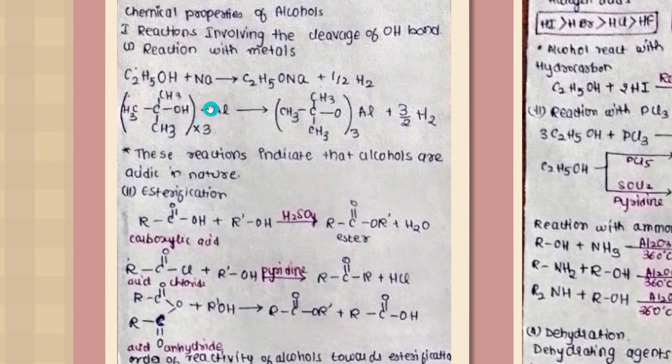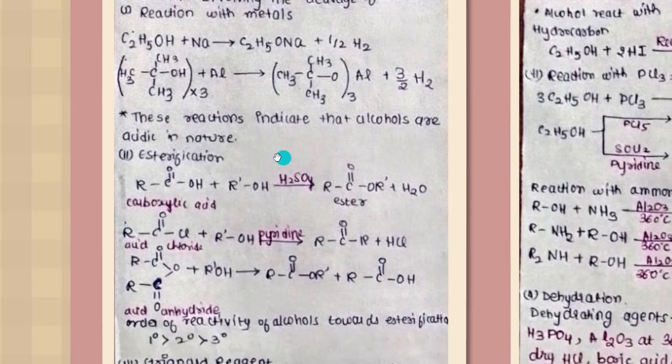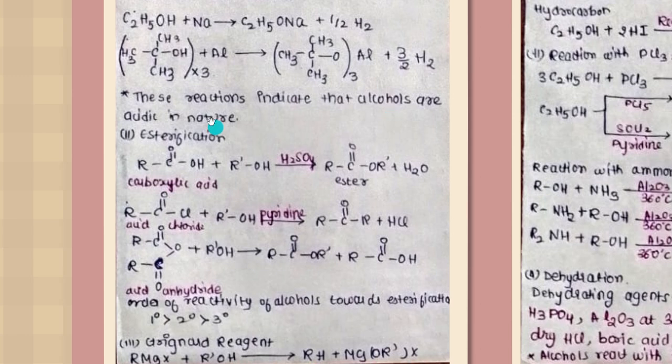Here is one more example: this tertiary alcohol on reaction with aluminium gives us, for 3 moles, because the valency of aluminium is 3, right? So we will get 3 times the tertiary alcohol plus aluminium giving (tertiary alkoxide)3Al plus 3 by 2 times H2. These reactions indicate that alcohols are acidic in nature. Why? Because they react with metals and release hydrogen. Right? Na, that is metals, are usually basic in nature. So these react with basic metals and give hydrogen, so they are considered to be acidic in nature.